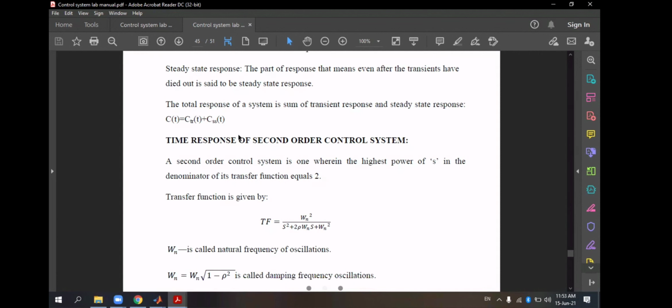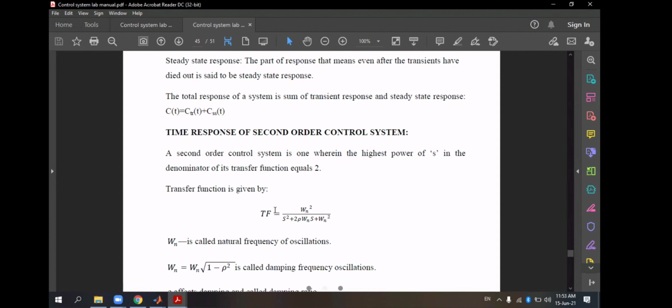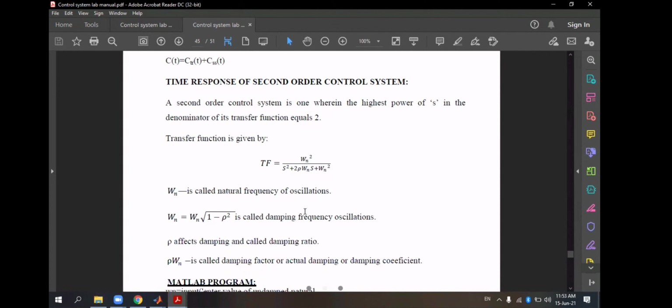Now see, this is the standard second order transfer function. So what is second order control system? It is where the highest power of s in denominator of transfer function equals 2. So see, this is our second order control system.